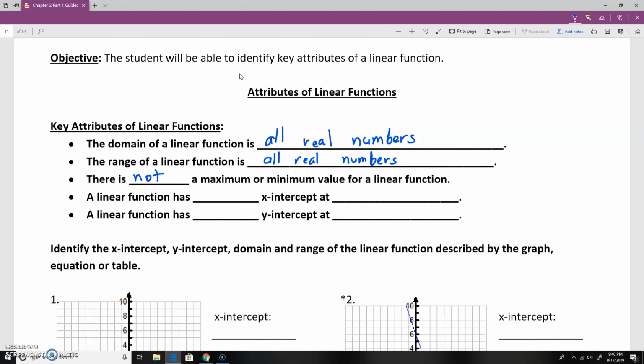There is not a maximum or a minimum value on a linear function. It keeps going on and on forever, so it does not reach a maximum or a minimum. A linear function has one x-intercept, and that can be found at y equals 0. And it has one y-intercept that can be found at x equals 0.